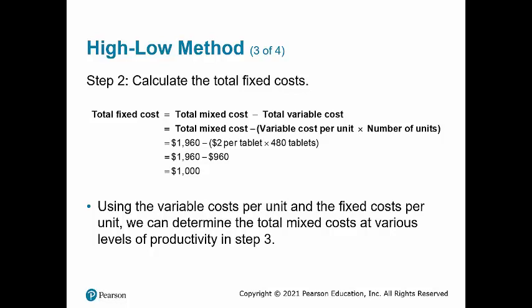So when we multiply $2 times 480, we get $960 of total variable cost. When we subtract that from the total mixed cost of $1,960, we get the total fixed cost of $1,000. We could have done the same thing using the lowest volume of activity. Either one of them will still produce the same amount of total fixed cost. So now, using the variable cost per unit and the total fixed cost, we're going to be able to determine the total mixed cost at various levels of production in step 3.